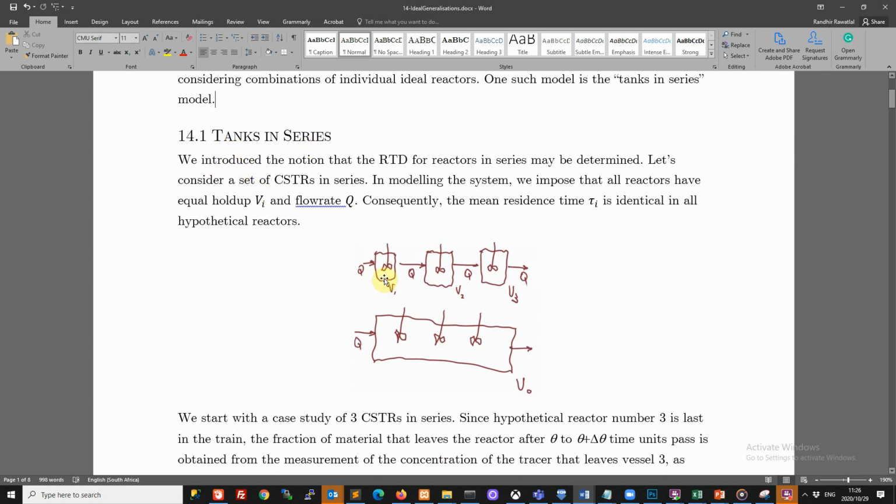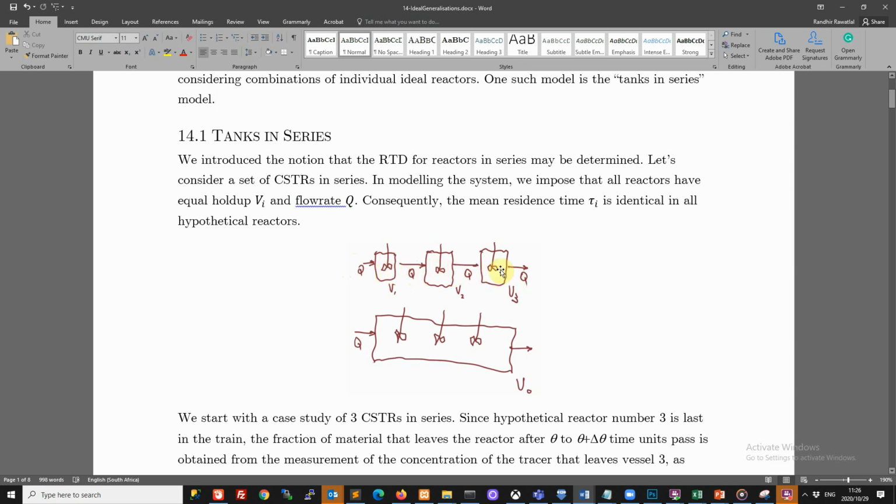So according to this model, we have a series of CSTRs. Each CSTR is being fed by its predecessor, so they are all fed with the same flow rate. You have flow rate Q coming in here, and then that moves on to the stream of the next reactor, and so on. The exit from the one reactor is the feed to the next reactor.